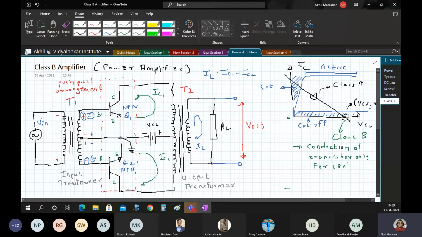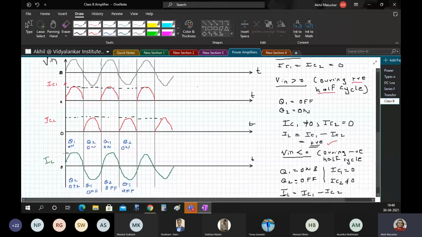cause of the problem. That is, the problem is somewhere here with VBE, because of which we get some kind of crossover distortion.